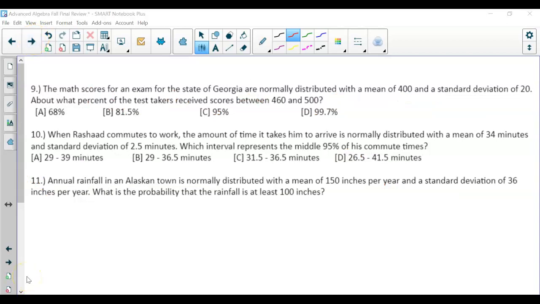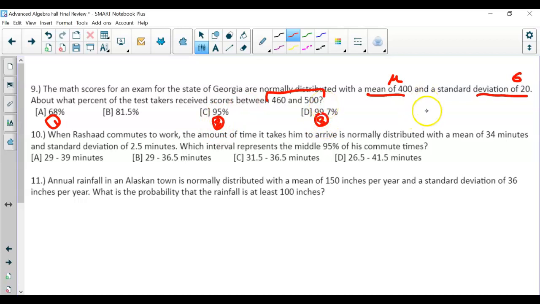So now here in number 9, we're talking about our normal distribution. We have a mean of 400, so here's our mu. Standard deviation of 20, here's our sigma. What percentage received between 460 and 500? So here, now notice we have our empirical rule. This is when you have 1 standard deviation, 2 standard deviations, and 3 standard deviations.